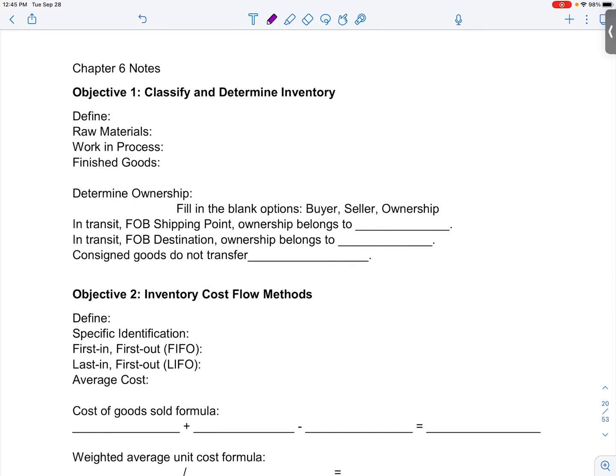In this chapter, we want to take a deeper look into what inventory is and how to account for it. Remember, inventory consists of three pieces. We have our raw materials, our work in process, and our finished goods. Our inventory will sit in each of these accounts, so these are all asset accounts. And just kind of go through and define what goes into each of those accounts, so you'll have record of that.